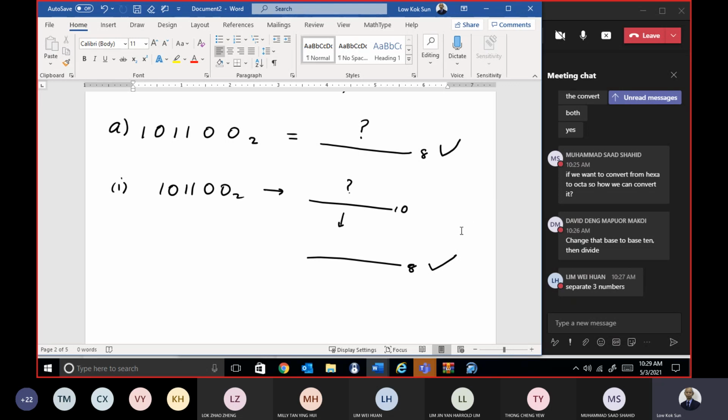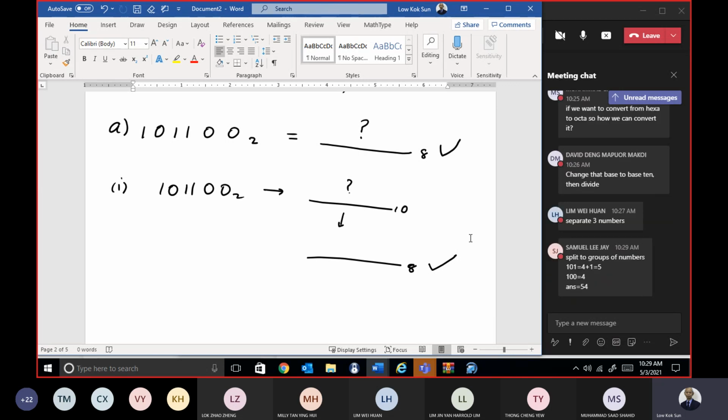So I will leave this one to be done in the tutorial. You can go backwards also: system 8 to 2 very fast, or system 16 to 8. They are easily done because their bases are powers of each other. Not exact powers, but they can be fractions of powers, etc. So that is how it can be done, very fast, in a few seconds.